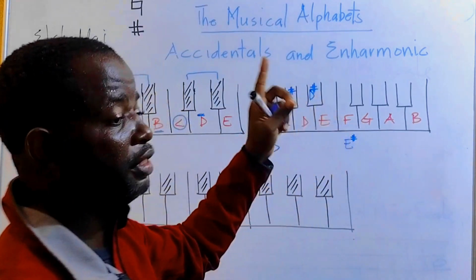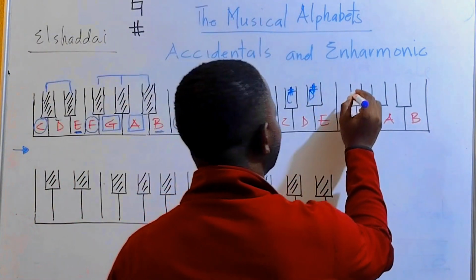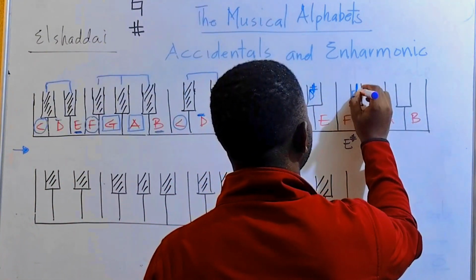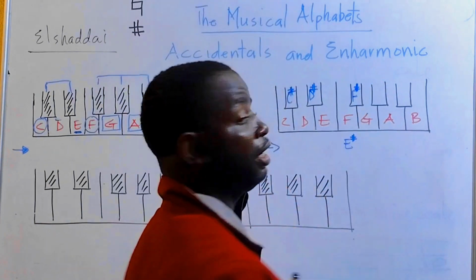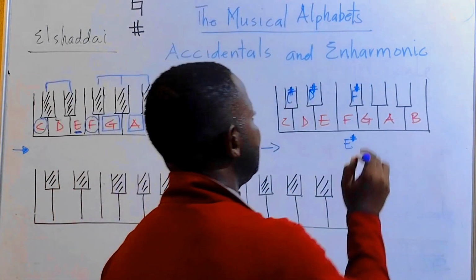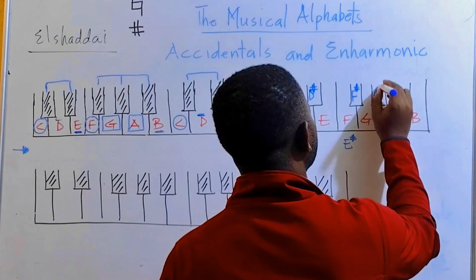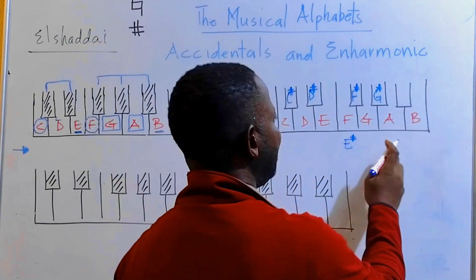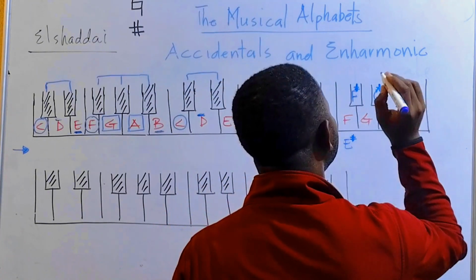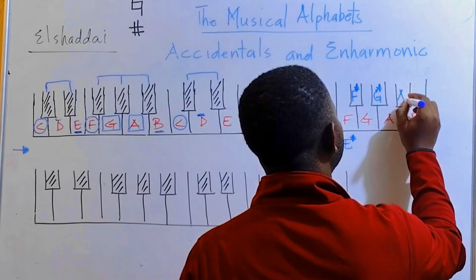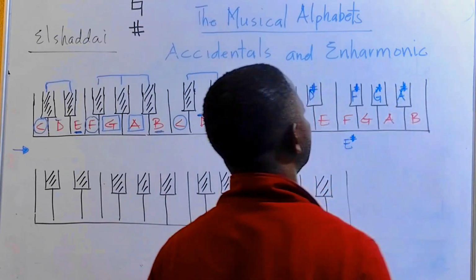This is F. The nearest key on the right of F is a black key. So that key becomes F sharp. This is G. The nearest key on the right of G is a black key. So that key becomes G sharp. This is A. The nearest key on the right of A is a black key. So this key becomes A sharp.